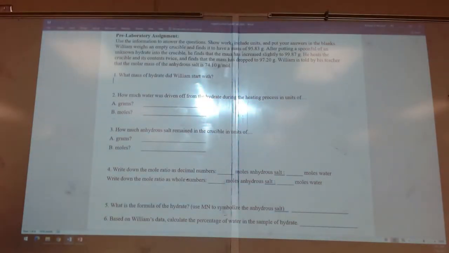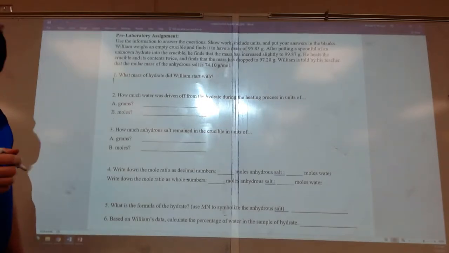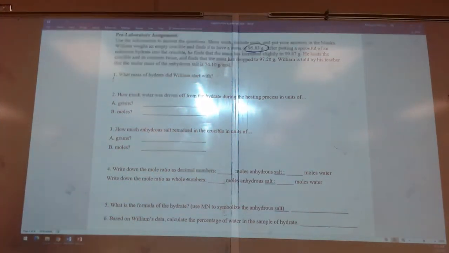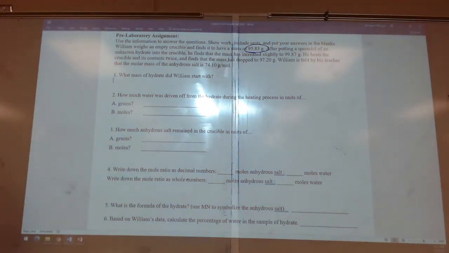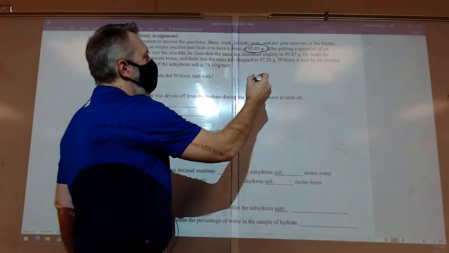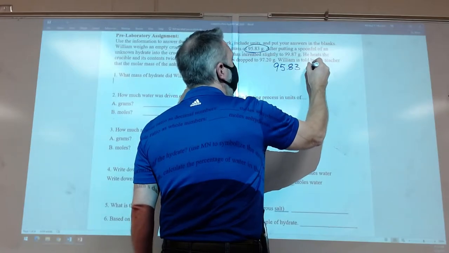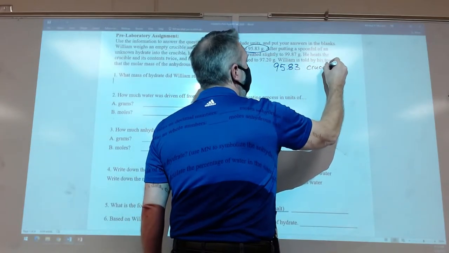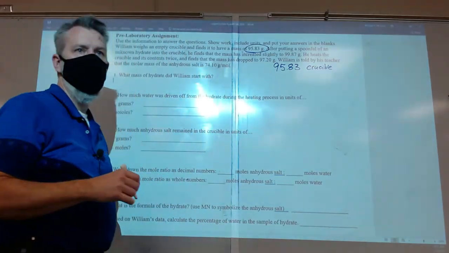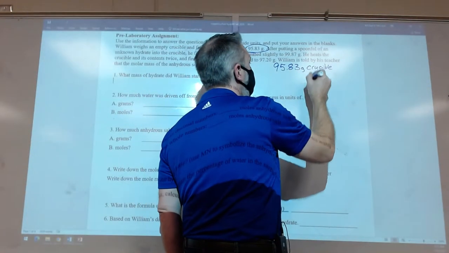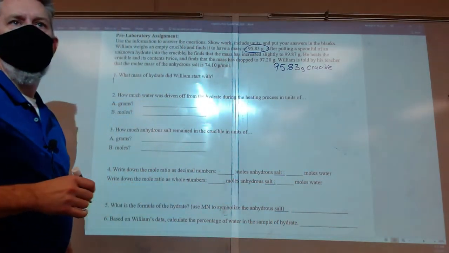Let's see here. William weighs an empty crucible and finds it to have a mass of 95.83. So somewhere you've got some white space. You are going to be needing some extra notebook paper today, but somewhere in the white space, I want you to write 95.83 is the crucible. Oh yeah, what units? My units are grams. Okay.